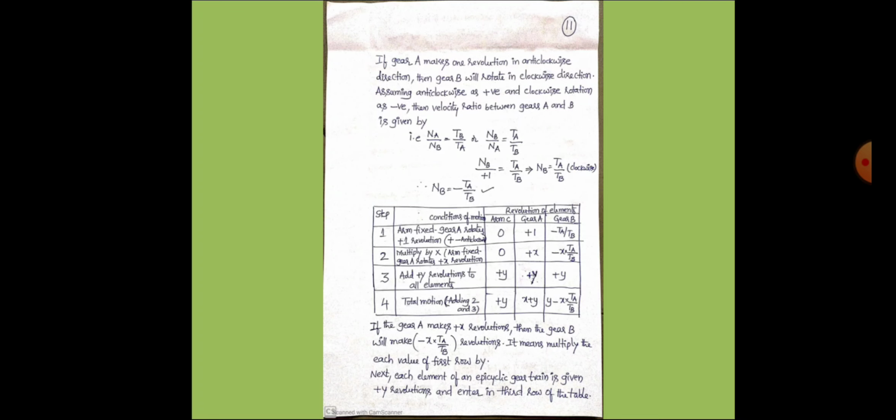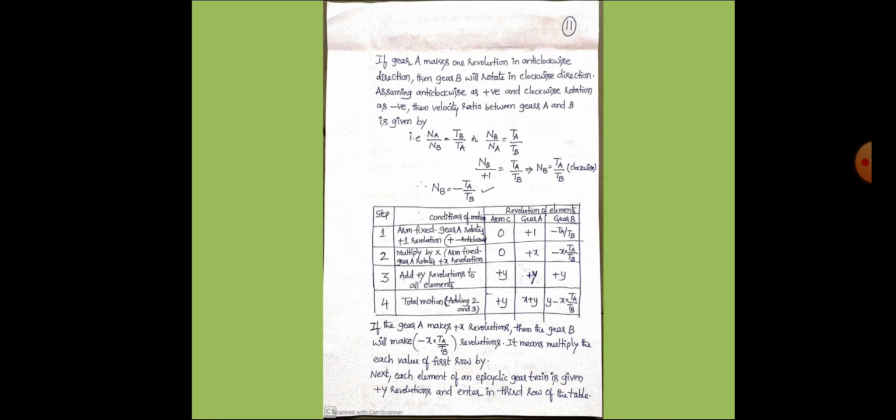by TB clockwise, because NB is the speed of gear B. When gear A is rotating in anti-clockwise, gear B will rotate in clockwise. Therefore, the speed of gear B, that is NB, is equal to TA by TB, and that I wrote as minus because gear B speed is TA by TB, but it is rotating in clockwise, therefore minus TA by TB. So this information is to be entered into the first row of the table.